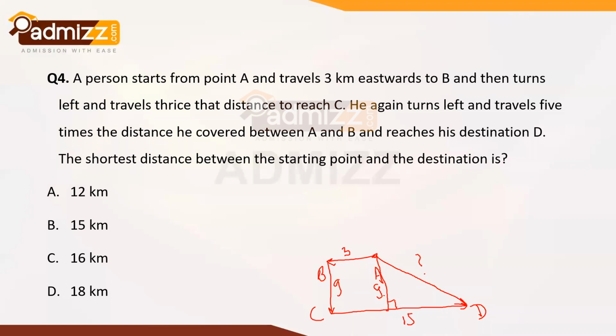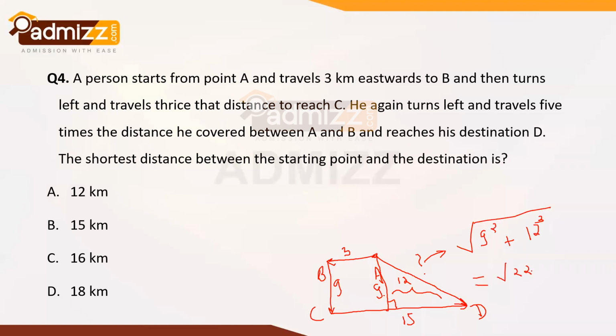And this particular distance, the bottom one, is going to be 15 minus 3, because the entire C to D is 15, and A to B is 3. So this is going to be 12. So we've got a right angle triangle with 9, 12. By using the Pythagoras theorem, this is going to be root under 9 squared plus 12 squared, which comes out to be root under 225.